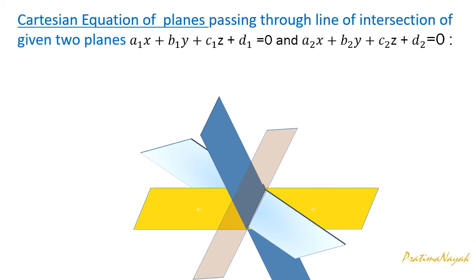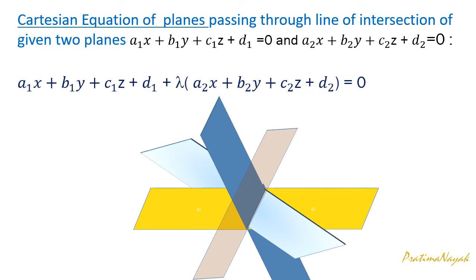Similarly, if two planes are given in Cartesian form, then we can write the Cartesian equation of the plane passing through the line of intersection. a1x plus b1y plus c1z plus d1 is equal to 0 and a2x plus b2y plus c2z plus d2 is 0 is a1x plus b1y plus c1z plus d1 plus lambda into a2x plus b2y plus c2z plus d2 is equal to 0.